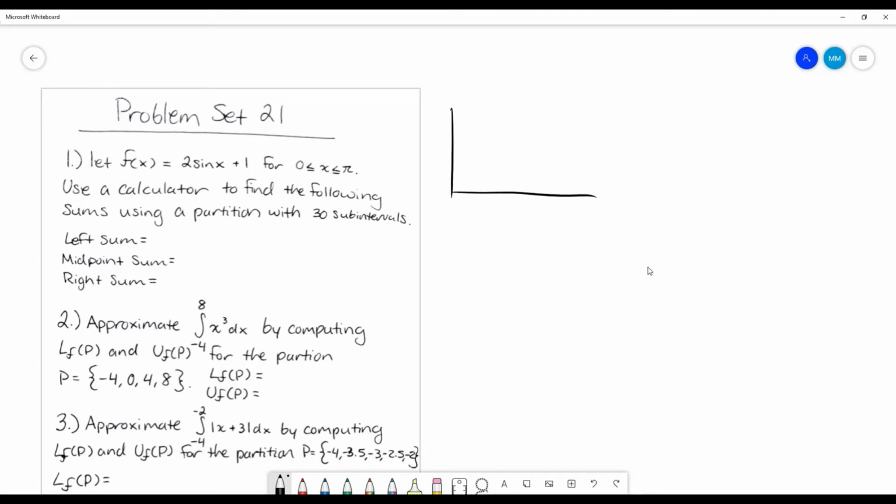But basically, we first want to find that left sum, and I'll just sketch this out a little bit to start off. It's obviously going to be up to there, right? And we're going all the way to pi over 2, which means it's going to look something like this for that first bit there. Something like that is what it's going to look like. And so we want a partition with 30 subintervals.